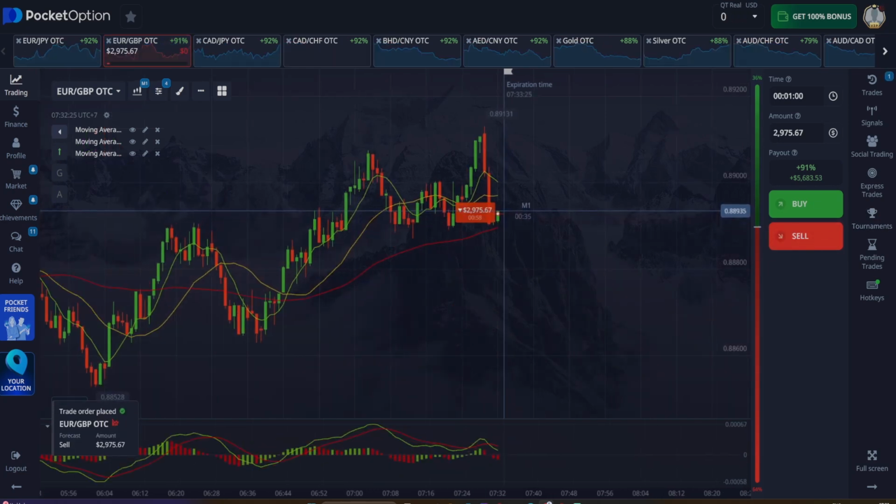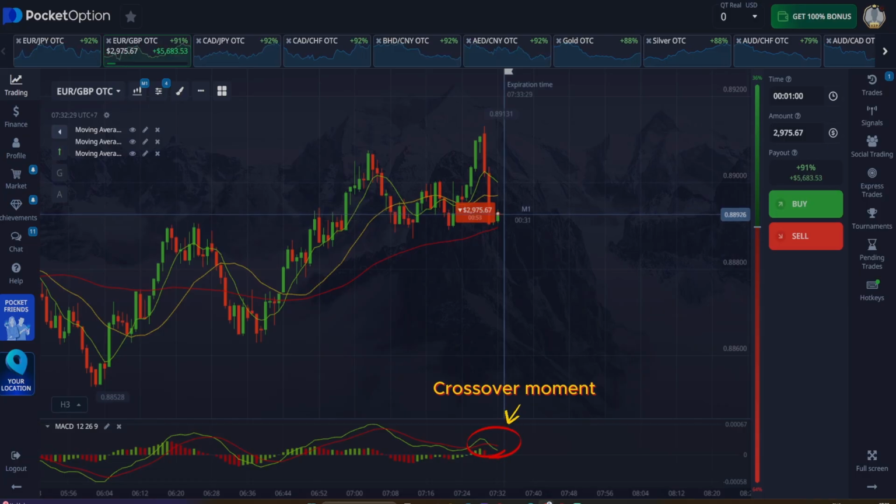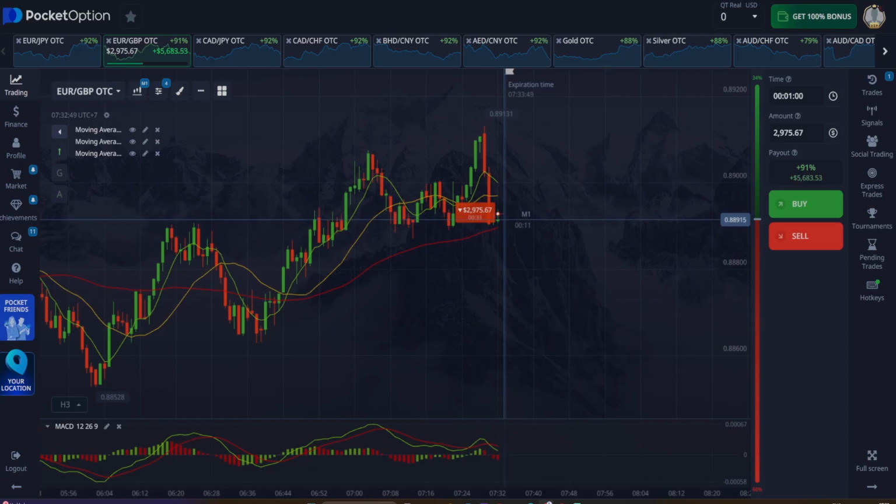I'm taking a sell position because a bearish crossover has just appeared on the MACD indicator, where the MACD line crosses below the signal line. This is a strong signal that bearish momentum is building, showing that sellers are gaining control of the market. When this kind of crossover occurs, it usually means that upward strength is weakening, and the market is preparing for a downward move. The histogram turning negative adds further confirmation that selling pressure is increasing.